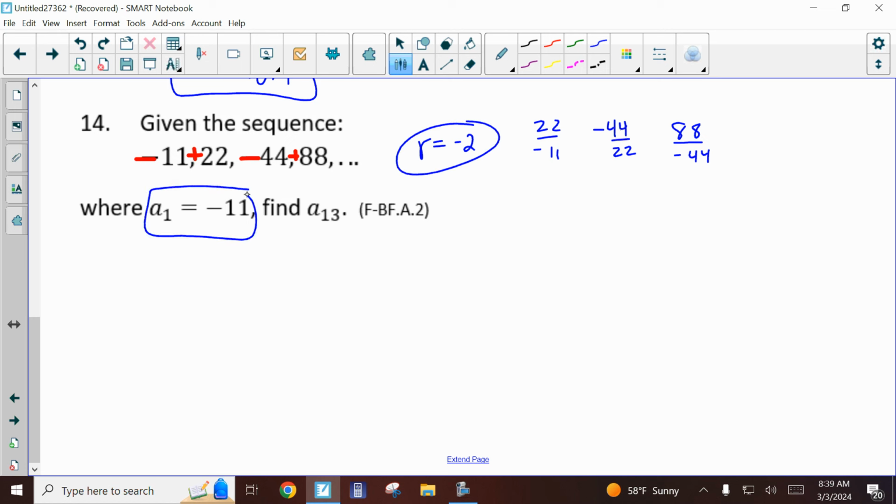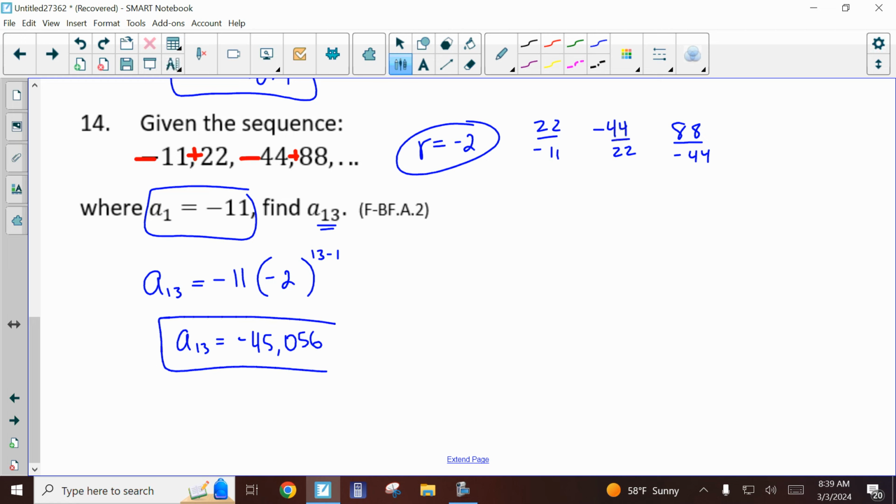The first term is there, and we want to find the 13th term. So it's going to be A13 equals the first term, -11, times r, so negative 2, to the 13 minus 1. Type that in the calculator, and you end up with the 13th term of this pattern. It's going to be negative 45,056. That's my final answer.